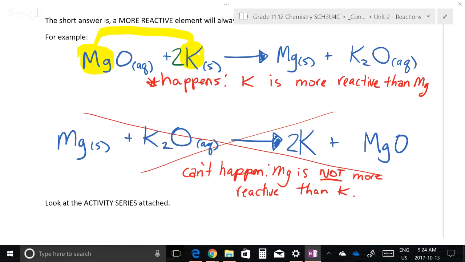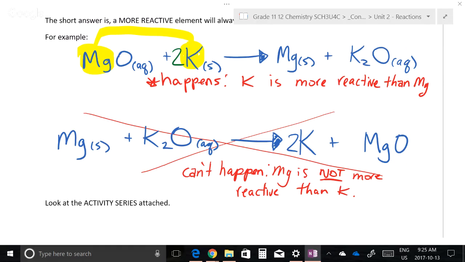Is this useful to me if I'm doing synthesis reactions? No, because nothing's displacing anything. So the relative reactivities don't matter. Is this relevant if I'm doing decomposition reactions? No, because again, nothing's replacing anything. It's just splitting apart. This only applies to single displacement reactions.